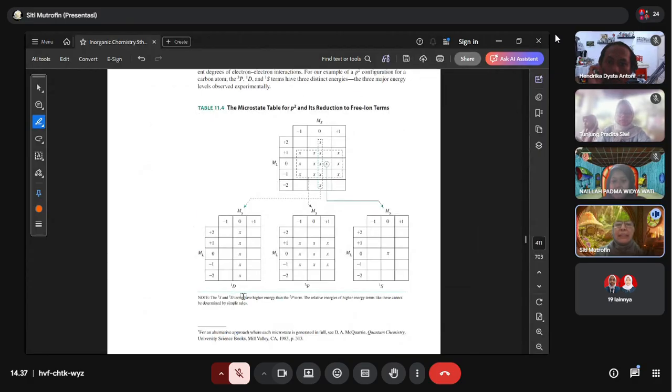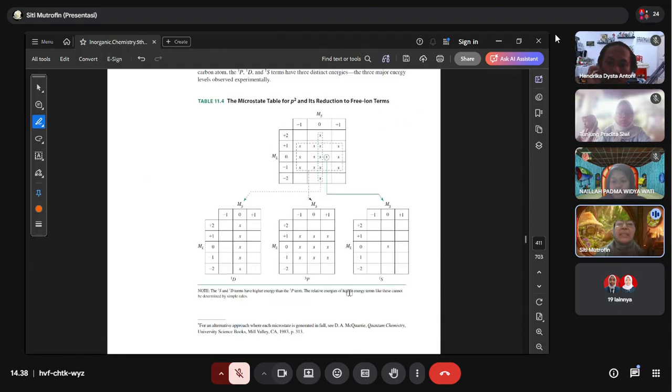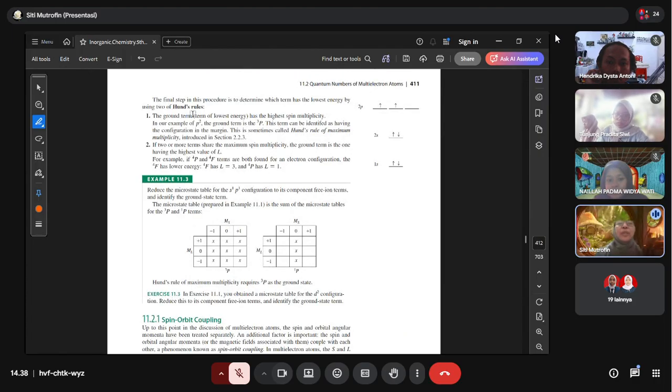After we find out that there are three energy level differences of the two electrons in the p carbon atom, now how do we arrange the energy levels from the lower to the higher? Which one must be put as the lowest energy state, and which one as the highest energy state? We have to follow the Hund's rules here.